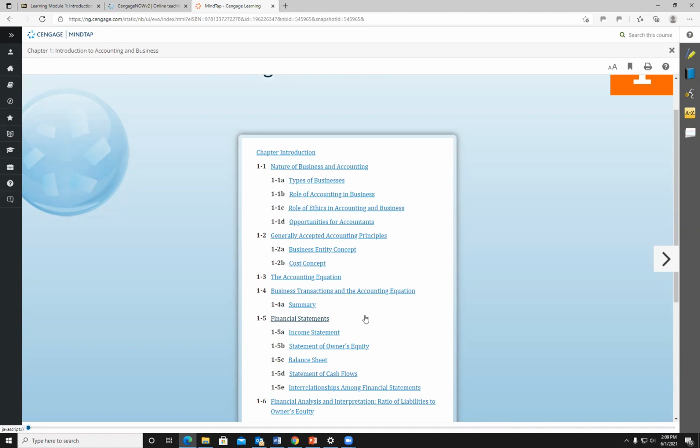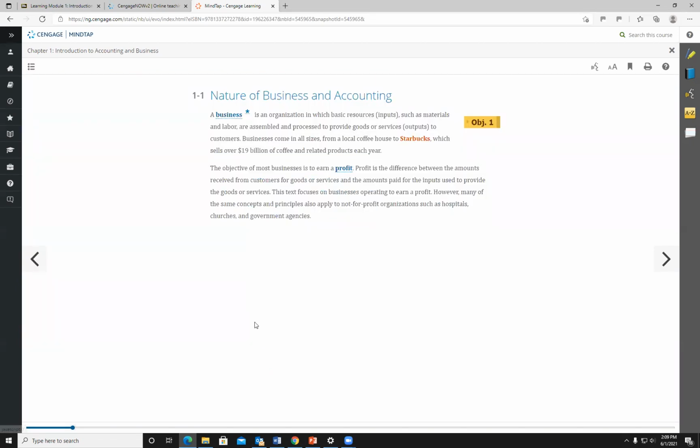Now, this is something we will go in depth throughout the rest of the semester. But this is just an introduction to all of those to help us get familiar with some of the terms. So let's start with the nature of business and accounting. Okay, what is a business? It says in the textbook, it's an organization in which basic resources or inputs, such as materials and labor, are assembled and processed to provide goods or services, which is an output.